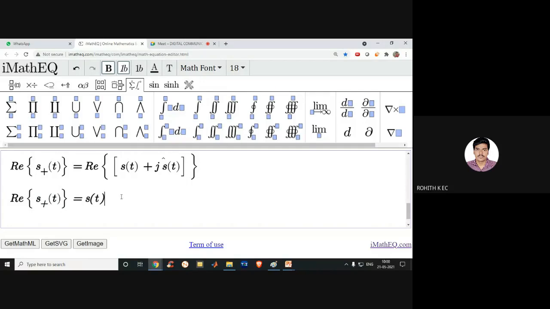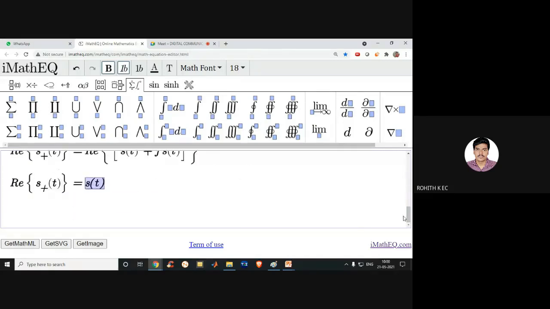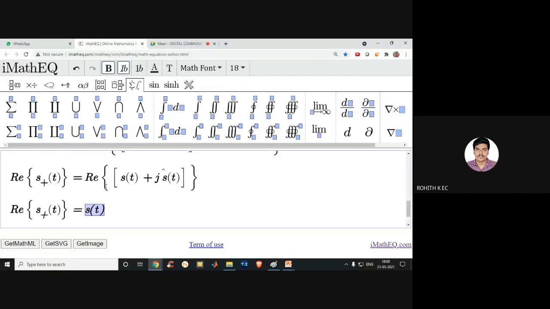So pretty straightforward. Now, what is S of t? We have got S of t. Can someone tell me what is S of t? We just discussed this a few minutes ago. What is S of t?